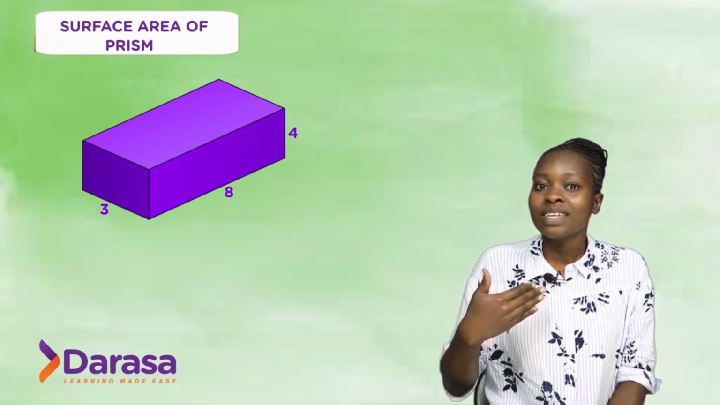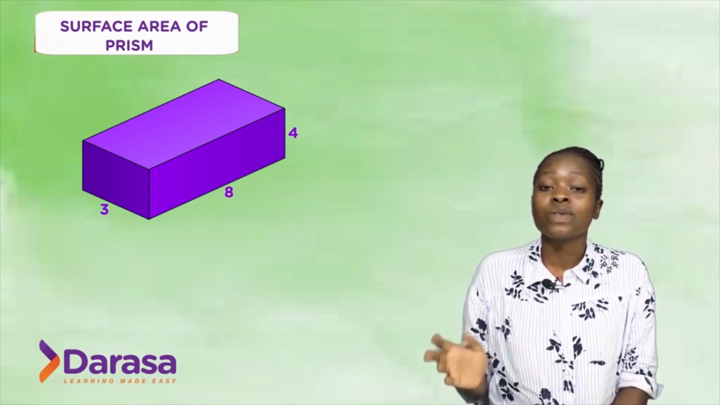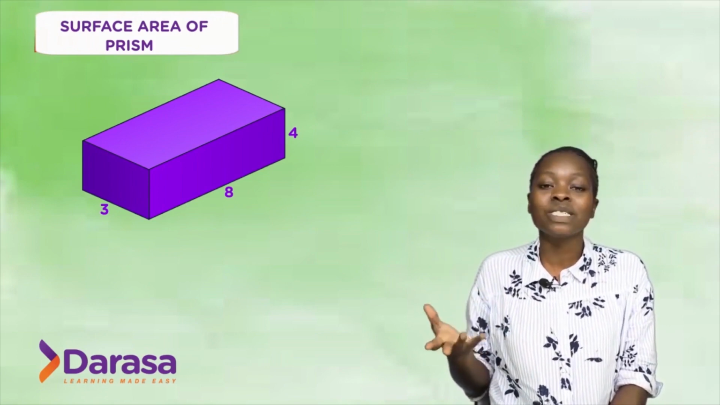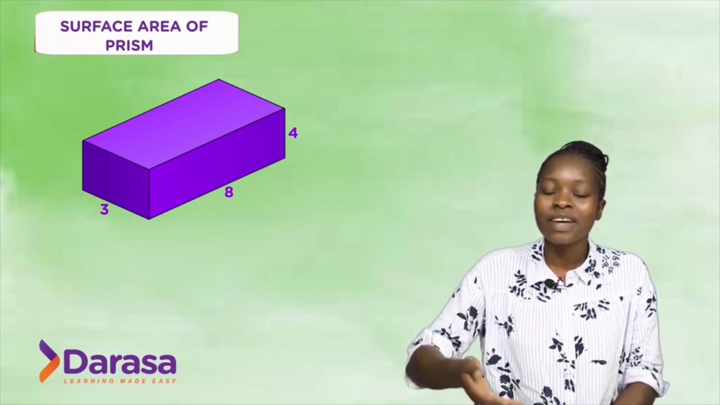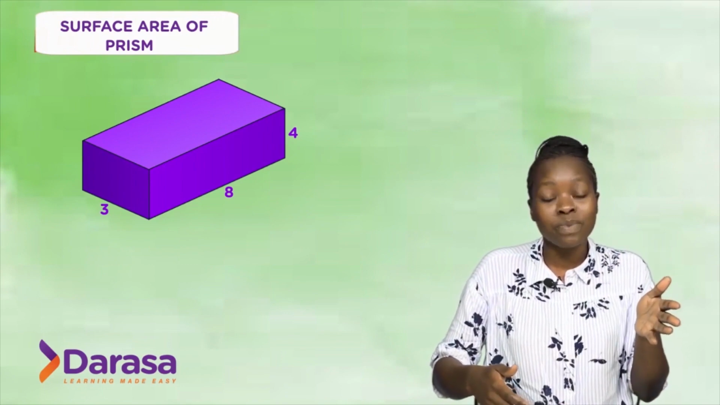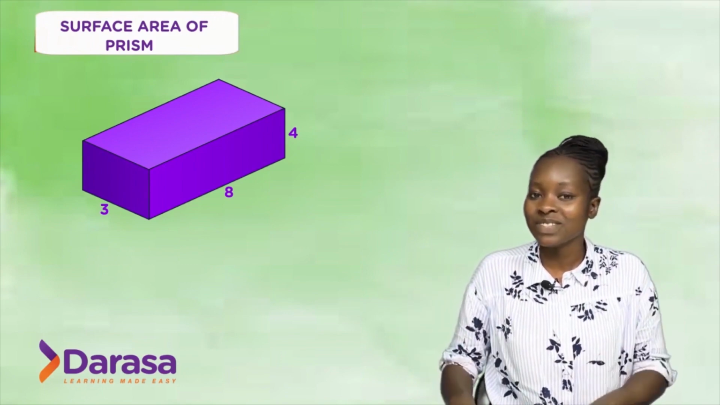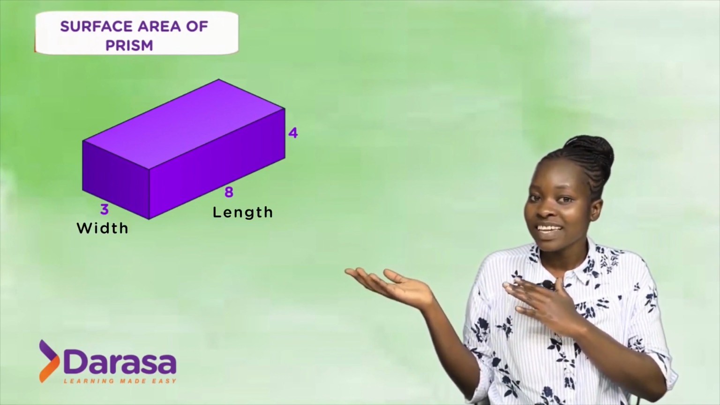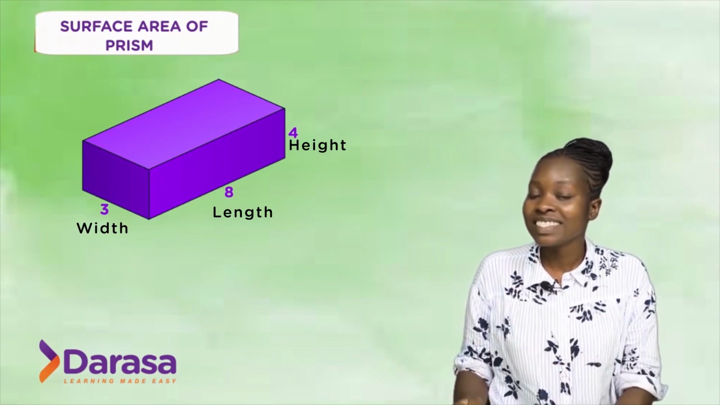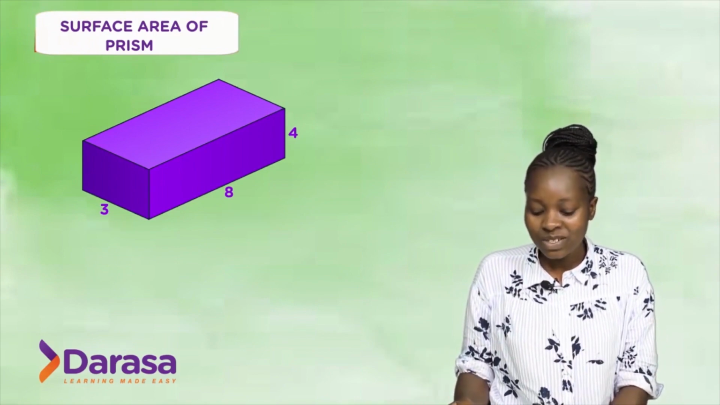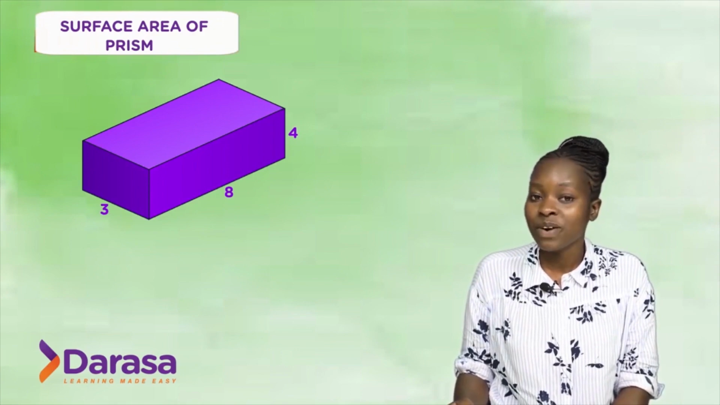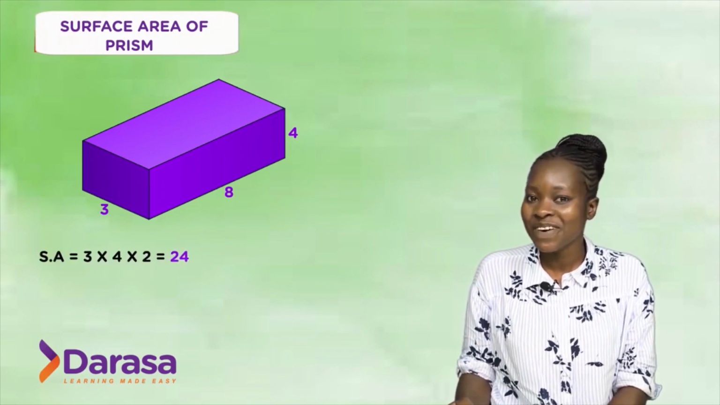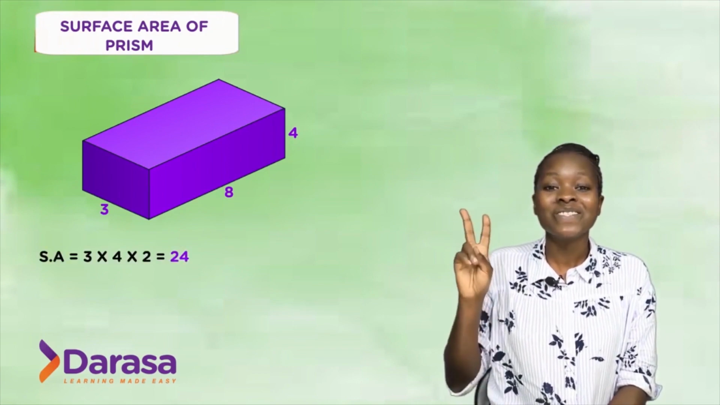And in surface area, we must find the area of all the sides. And in a cuboid, two opposite sides are equal. So instead of calculating the surface area of all sides, you can calculate for one side, you multiply by 2 to represent the other side. Then you can calculate for another side, multiply by 2 to get the other side. So now, back to our cuboid, it has a width of 3, a length of 8, and a height of 4. So let's calculate our surface area. We are going to start with the side of 3 times 4. So 3 times 4 is 12. 12 times 2 is 24. So we have the surface area for 2 sides.